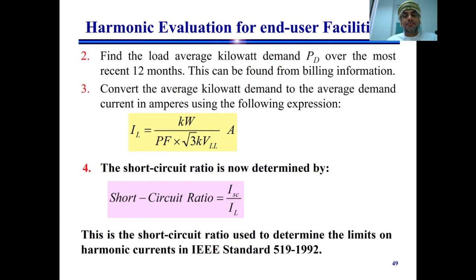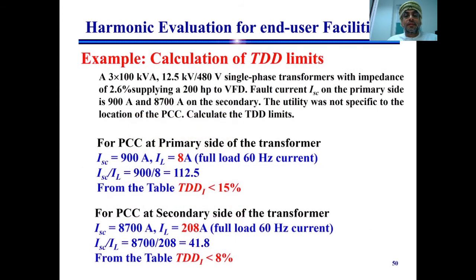Then we need to find the load average kilowatt demand over the most recent 12 months. Again, this one can be obtained from the utility. Then calculate the maximum root mean square current from the equation of the power and power factor, which will also be given to us. Then we can find the ratio between the short circuit current and the maximum load current. Okay, let us look at this example over here.